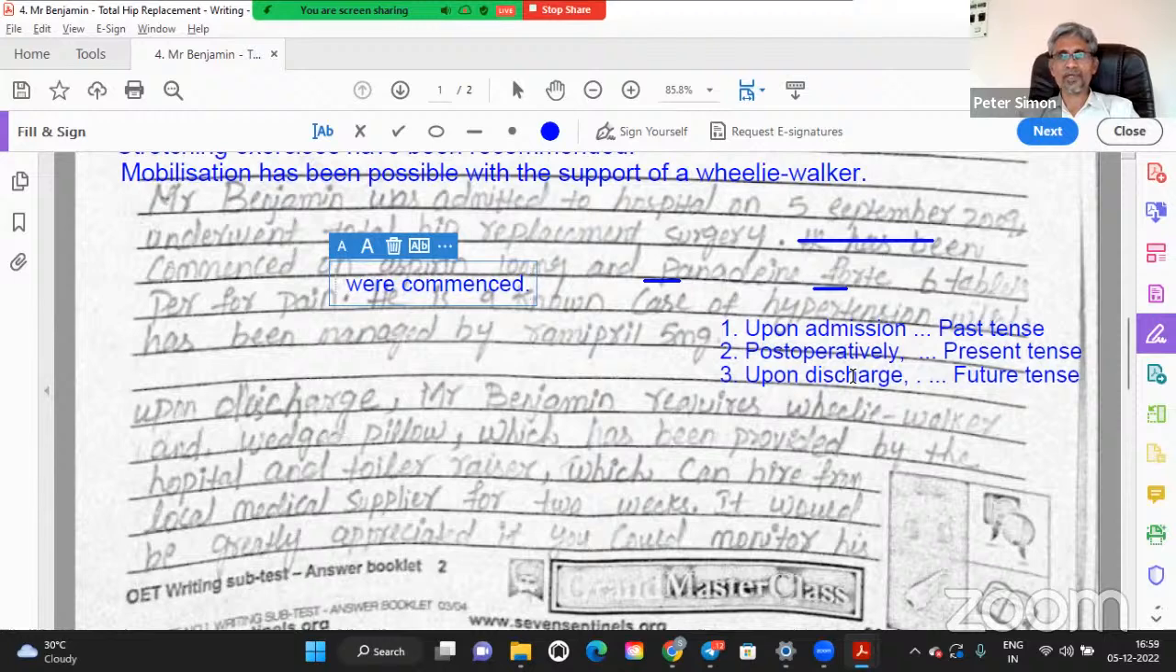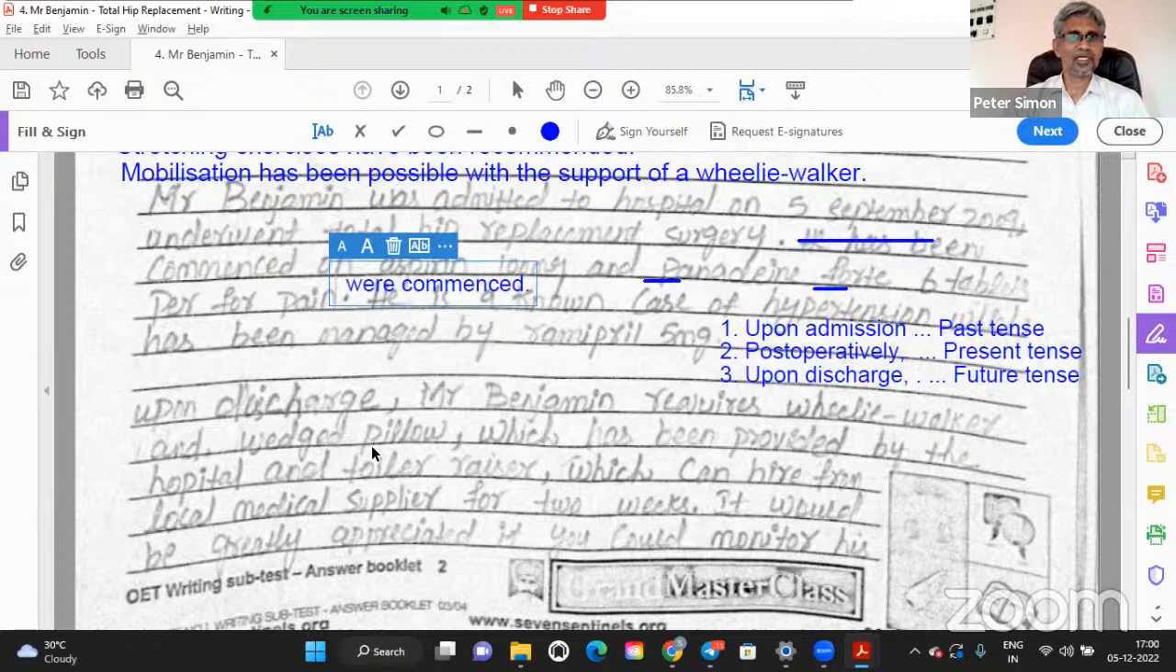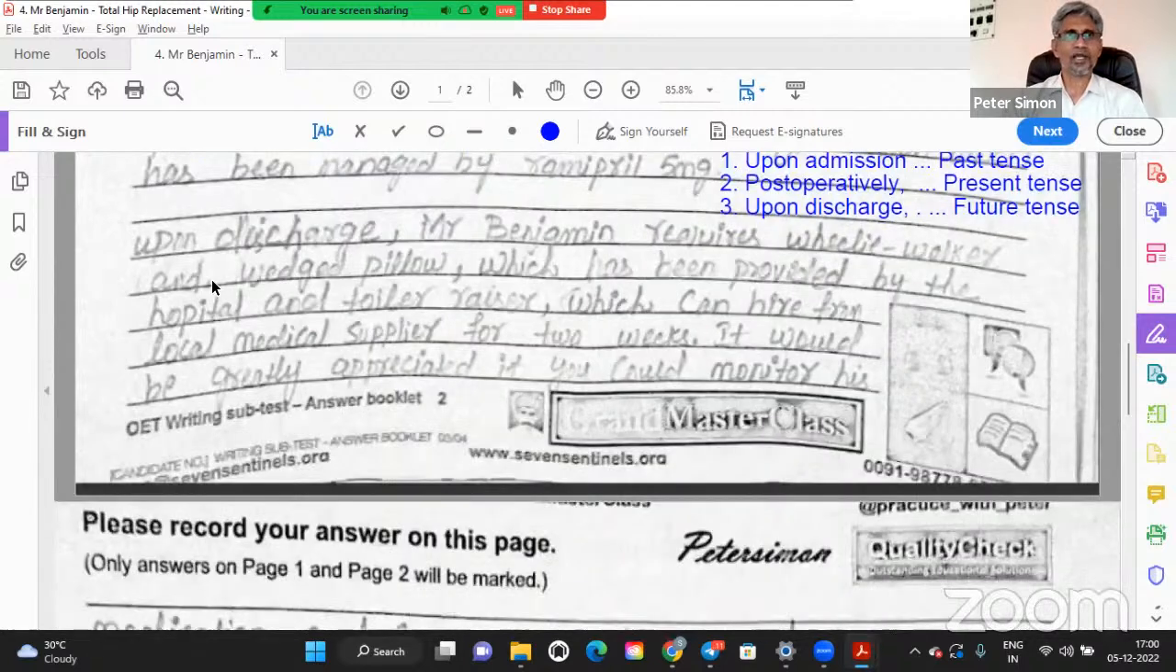He is a known case of hypertension. Is a known case of hypertension. They also know it, no? And why should you write it's a known case? They also know he has hypertension because he has been there for 2 years. They don't know. Then why are you writing that, known case of hypertension? Has had hypertension, which has been managed by Ramipril, 5 mg. Okay, Ramipril, 5 mg. Fine. Upon discharge, you capital letter. Who will write capital letter here?